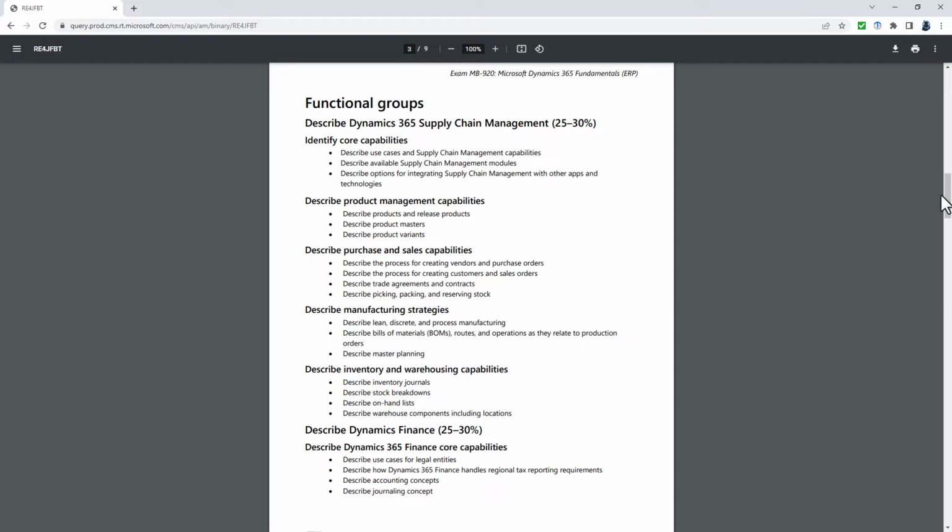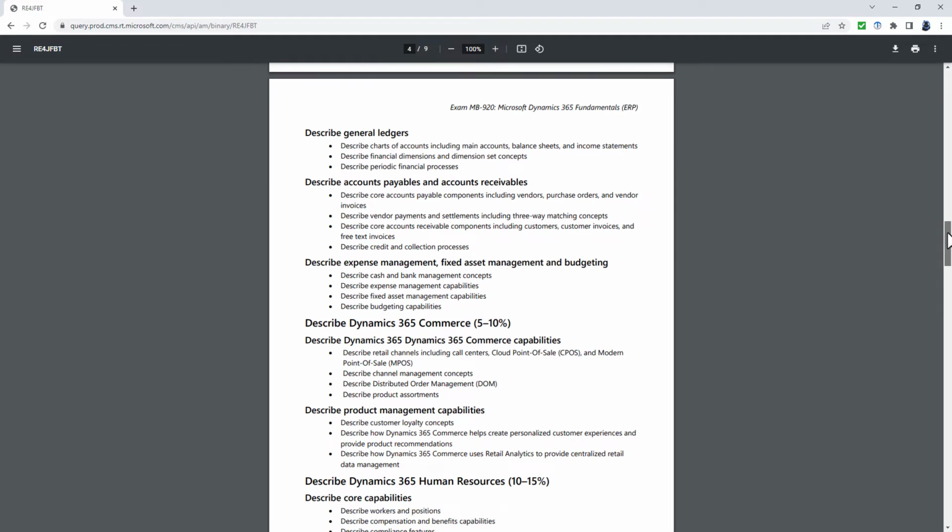So first of all, we're looking at the Dynamics 365 Supply Chain Management. And there are just two changes here. Describe stock breakdowns is changed to describe stock levels, and describe on-hand lists is changed to describe on-hand inventory capabilities. Now it should be noted that you will be examined on these big headings. These bullet points are examples of what might be tested, but it could go beyond that. Now there are no changes to Dynamics 365 Finance.